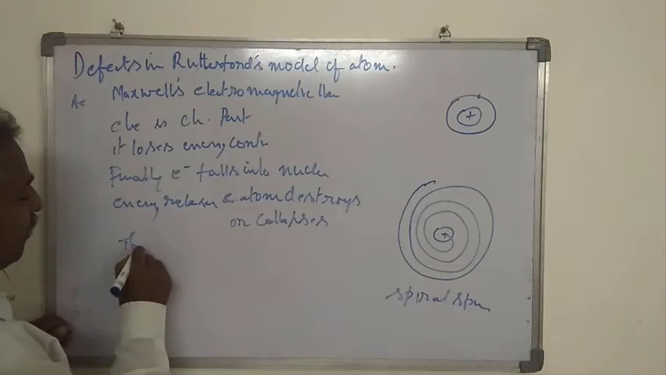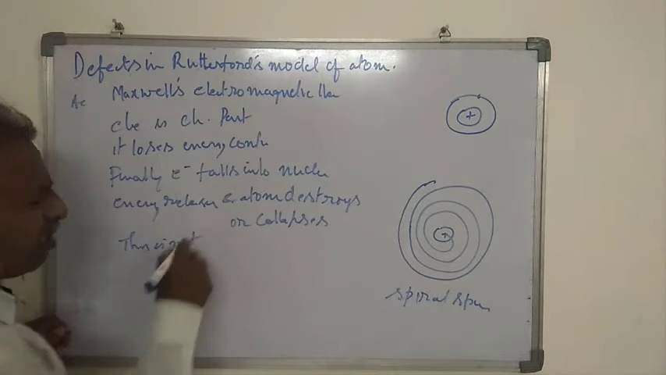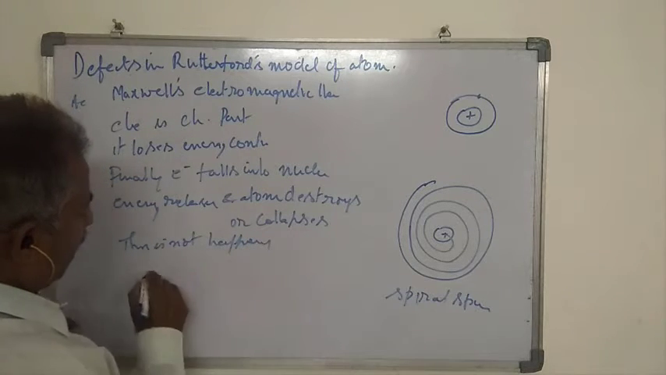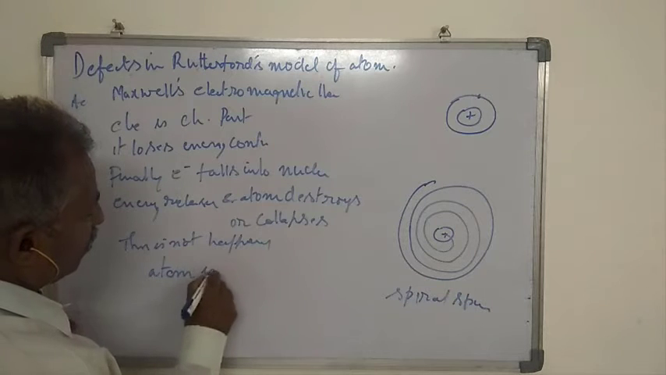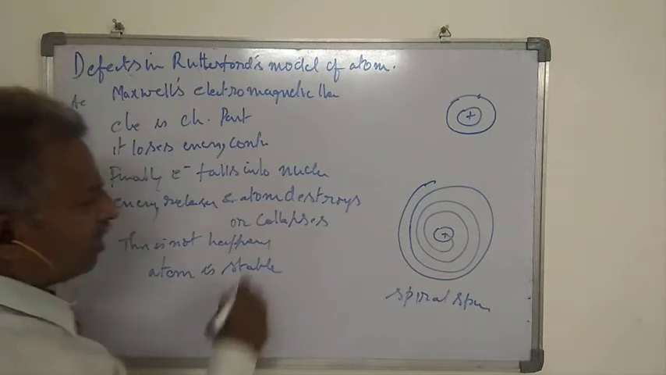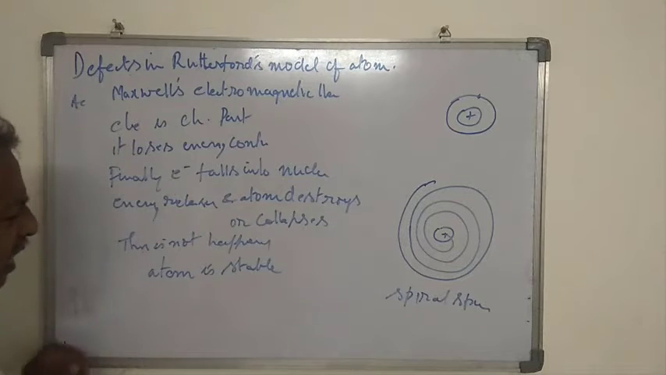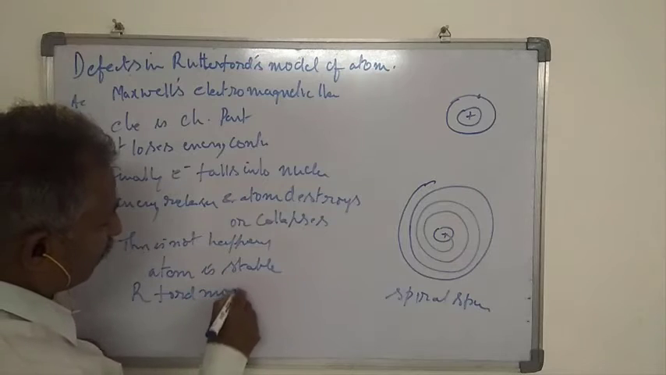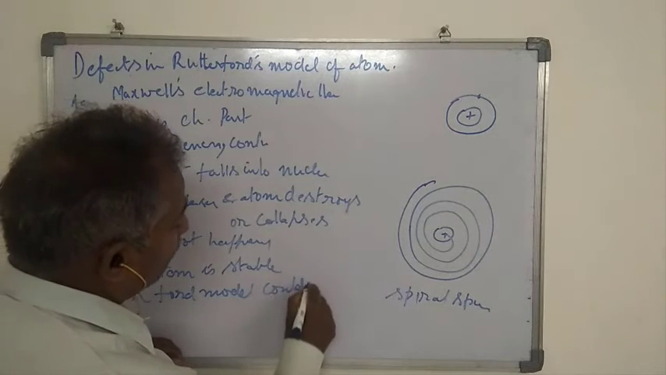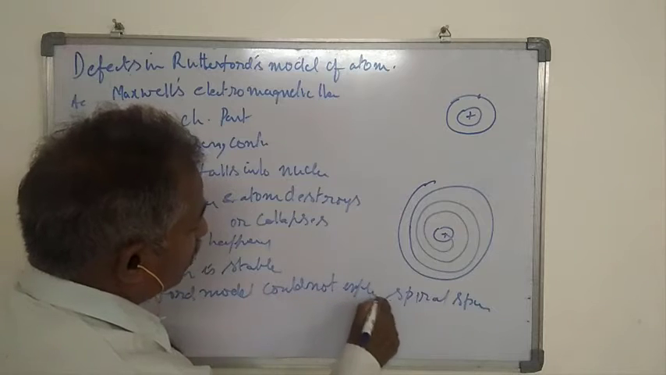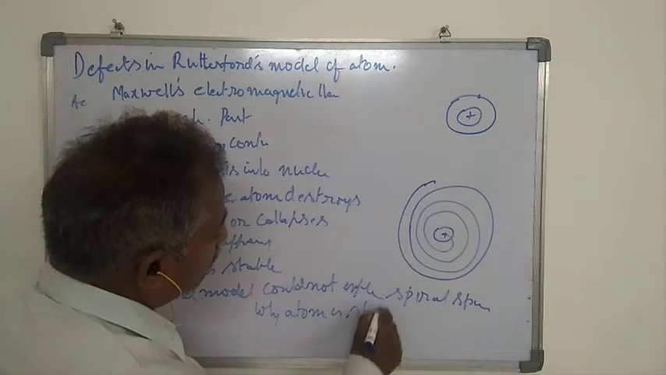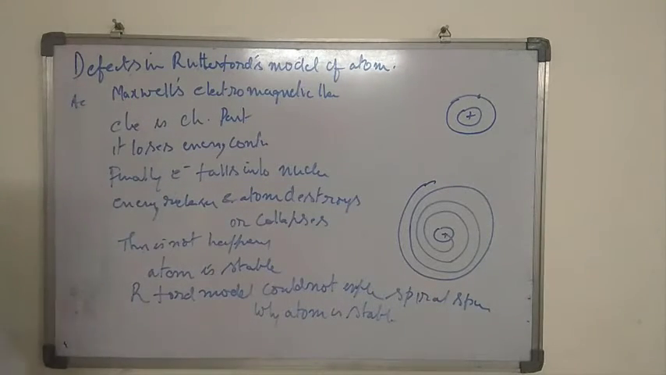But this is not happening, because life is possible. That means atom is stable. Rutherford could not explain why atom is stable. So Rutherford's model could not explain why atom is stable.